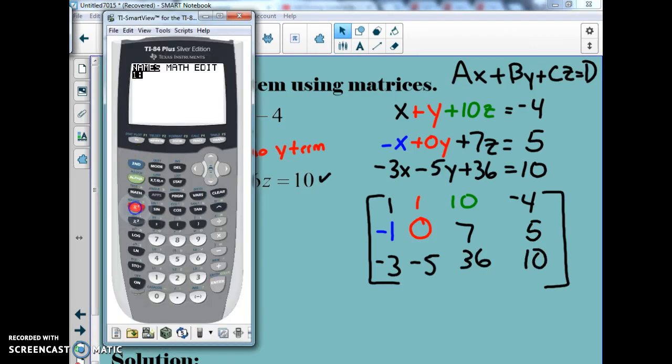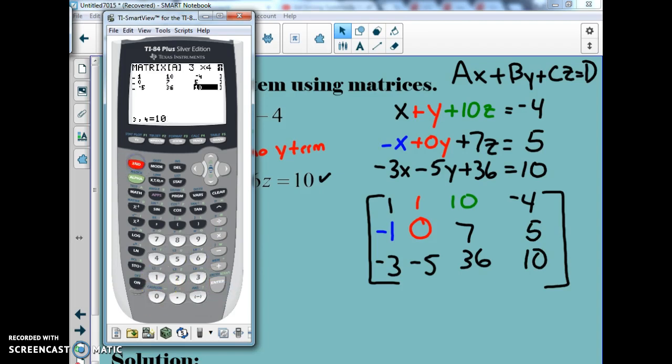I'm going to go ahead and enter those in my calculator. So second, x to the power of negative 1 to get to our matrix. Over a couple times to hit edit. It's already a 3 by 4, hitting enter. 1, enter, 1, enter, 10, enter, negative 4, enter. Negative 1, enter, 0, enter, 7, enter, 5, enter. We're down to the final row, negative 3, enter, negative 5, enter, 36, enter, and 10, enter.